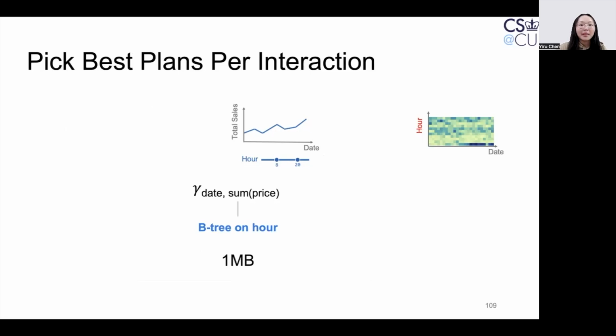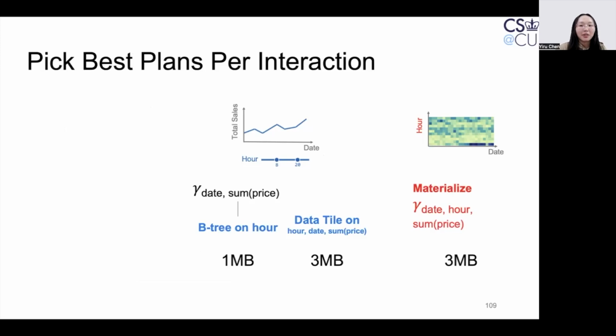We do the aggregate on the fly. It's like 1 megabyte. And the second is a data tile on the hour, date, and the sum over the price, which takes 3 megabytes. However, the heat map is on date, hour, and the sum of price as well. And pre-computing the heat map takes 3 megabytes. Naively, if we choose the cheapest for each, we would choose the B tree and the heat map. It will end up taking 4 megabytes.